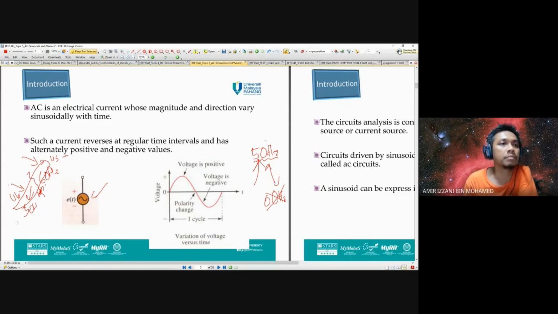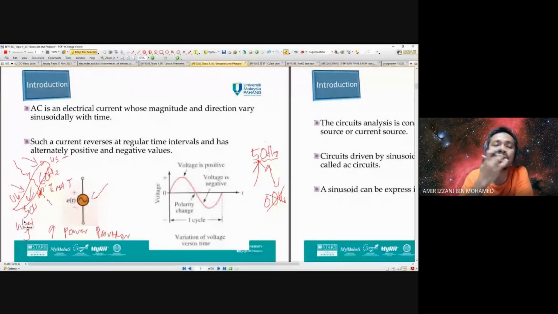This is West Japan, and this one is East Japan. In Japan they have a lot of electrical companies, around 9, if I'm not mistaken, power providers. It's not like in Malaysia where we only have one, which is TNB. In Japan they have 9, different for each region.